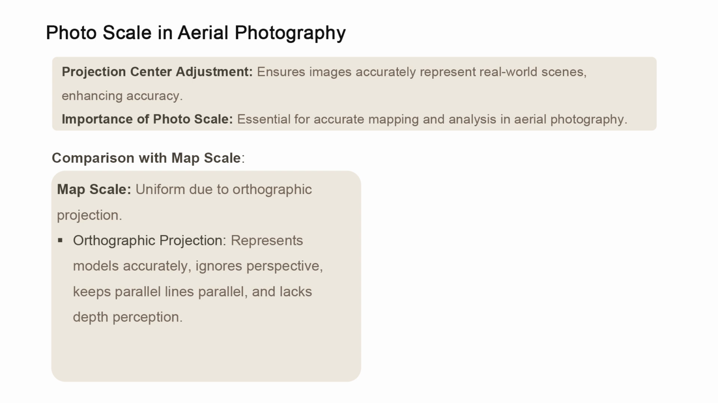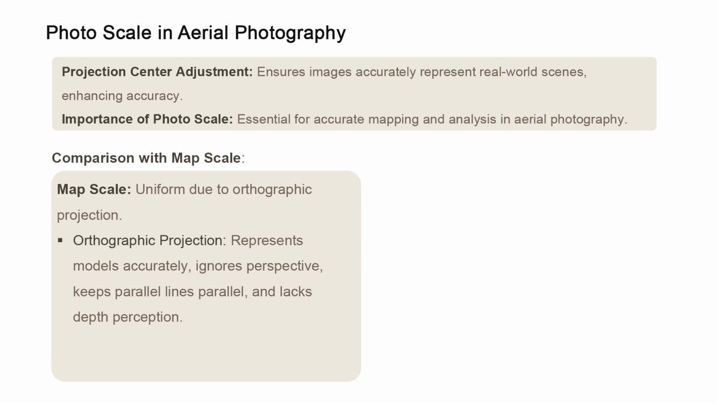Photo scale in aerial photography is similar to the scale of a map, but with an important difference. In a map, the scale is uniform because it is an orthographic projection, meaning every part of the map is scaled equally. I will repeat, orthographic projection.